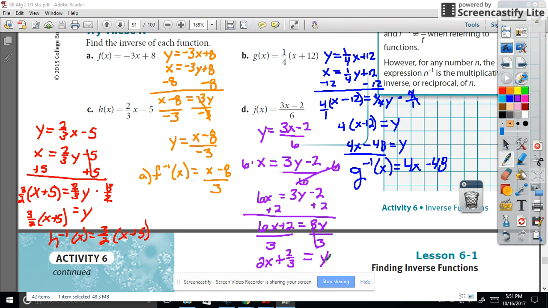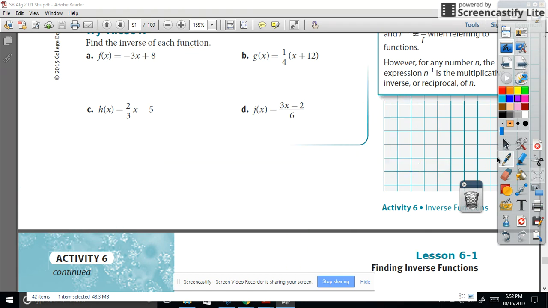But now that we've got it solved for y, we need to go back and write it in function notation. Remember, this y is the inverse of the j function. Okay, so I would rewrite it like this. The inverse of the j function equals 2x plus 2/3. Or, of course, you could have gone back and said (6x plus 2) over 3. Either one of those would have been fine.